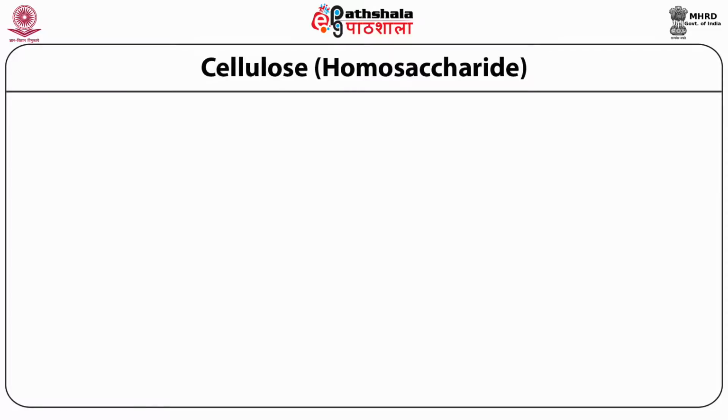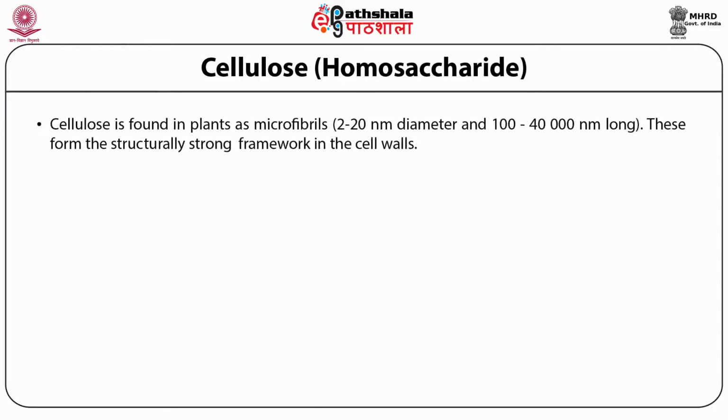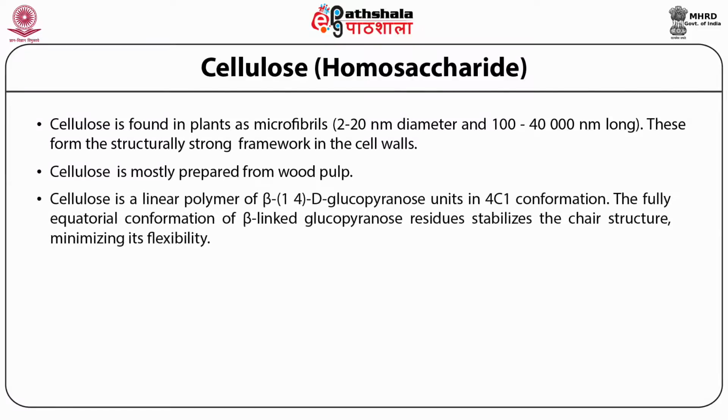Cellulose is a homopolysaccharide, that means on hydrolysis you will get a single type of monomer unit. Cellulose is found in plants as microfibrils. This forms a structurally strong framework in the cell walls. Cellulose is mostly prepared from wood pulp. Cellulose is a linear polymer of D-glucopyranose units. Fully equatorial conformation of beta-linked glucopyranose residues stabilizes the chair structure, minimizing its flexibility.